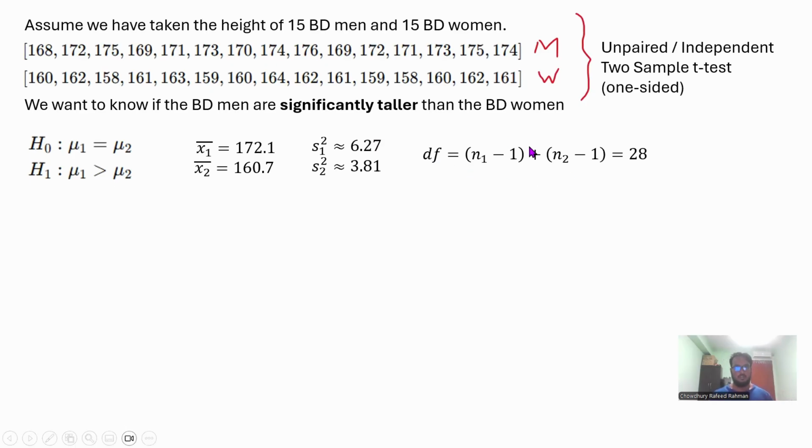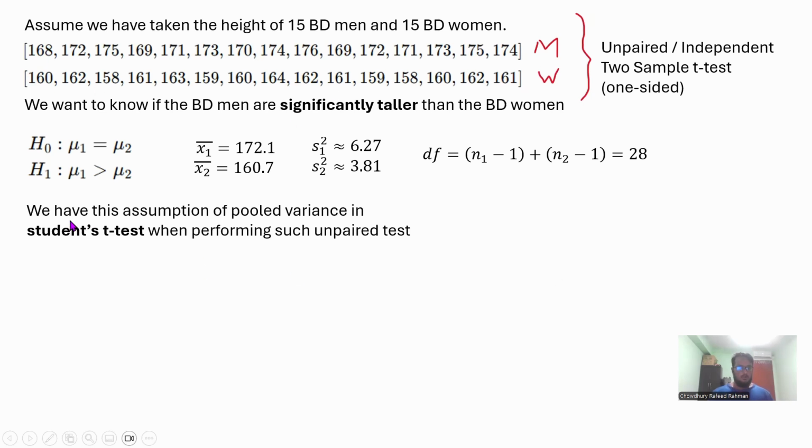That is why you can see that this is the degrees of freedom n1 minus 1 of the men, and this one is for the women, but we're adding them up to make them 28. So we are acting as if all of these come from the same place, right? Okay. Now, as I said before, we have this assumption of pooled variance. So pooled variance means we are going to put everything together and then get the variance.